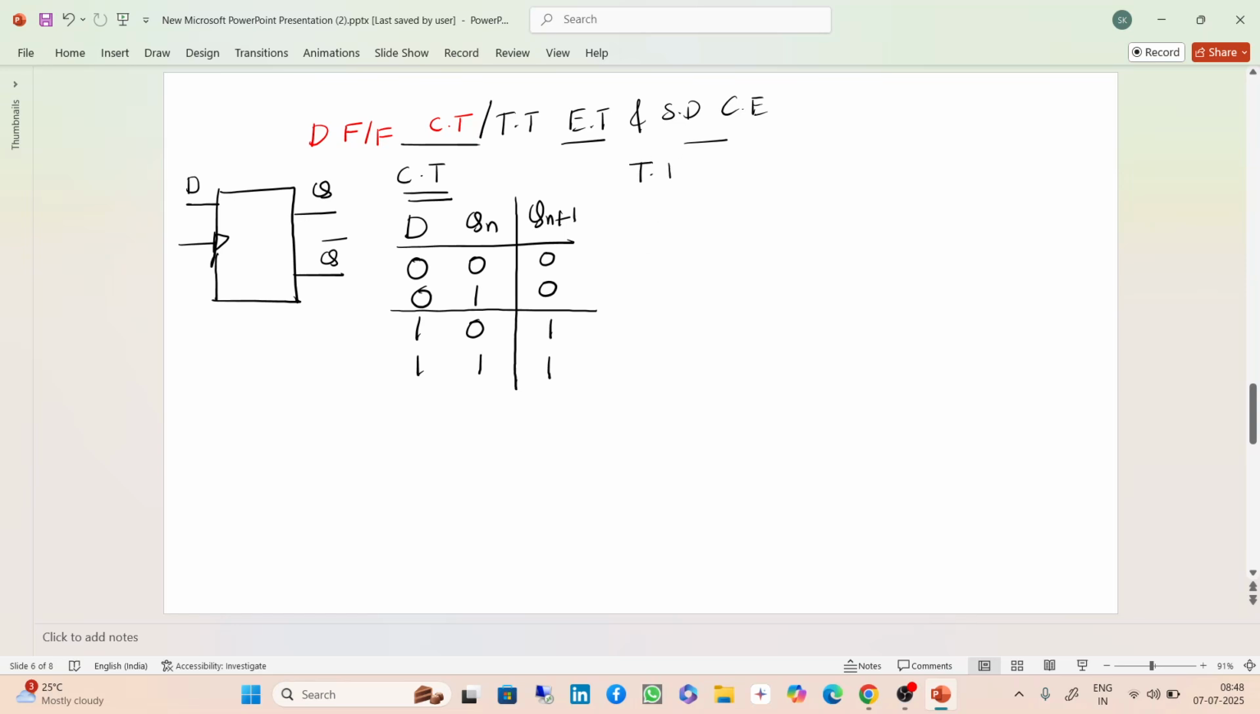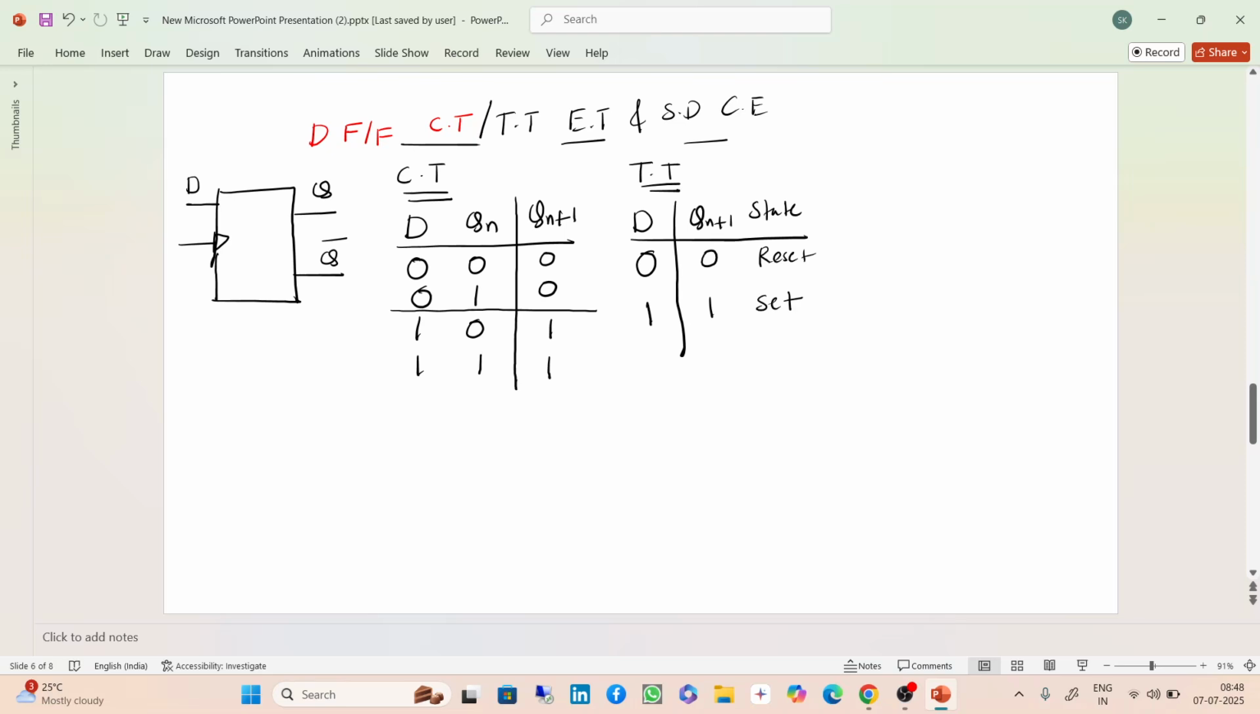And the truth table is nothing but D, next Qn plus 1, and next state. Here, 0 means this is nothing but the reset state.